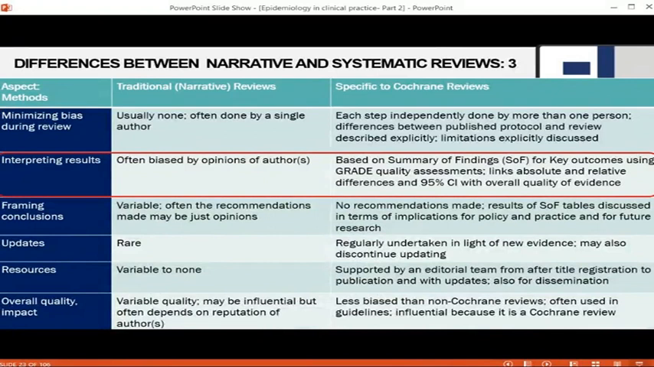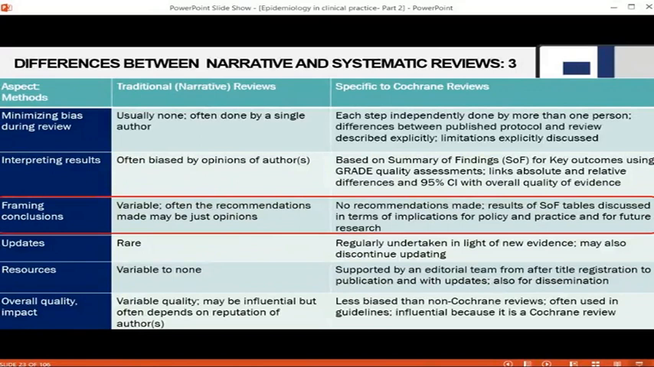And when you interpret the results, it's not your opinion. It's based on a summary of findings table for the key outcomes using a GRADE assessment. I'll describe that to you. What it does is it tells you, okay, this is the result, this is the absolute benefit you get, this is the relative risk, and this is the confidence that we have that you will get these results. I'll show you how you make these confidence assessments.